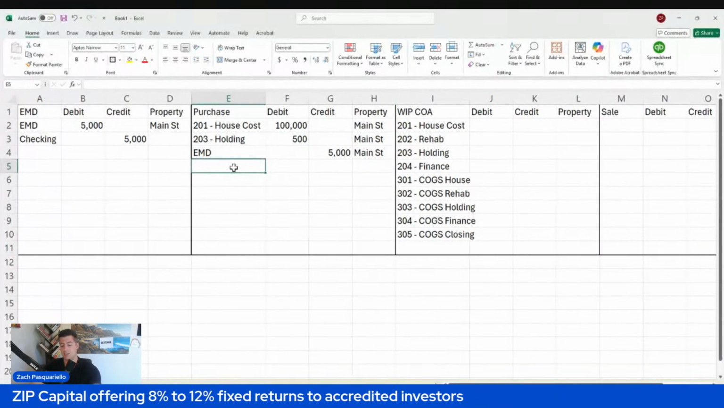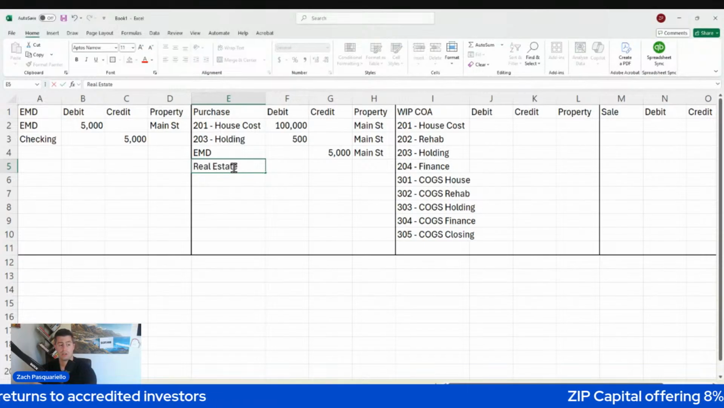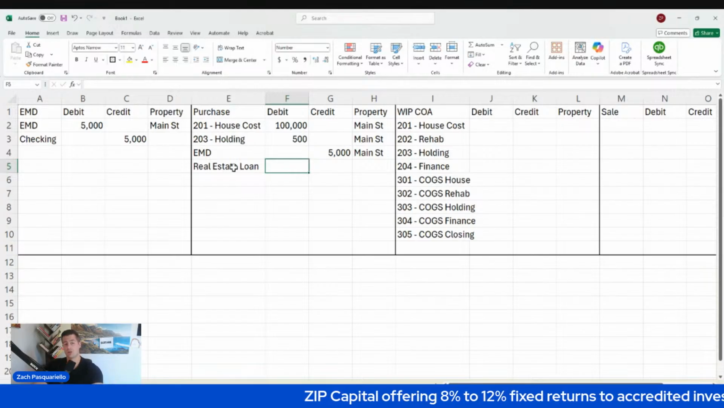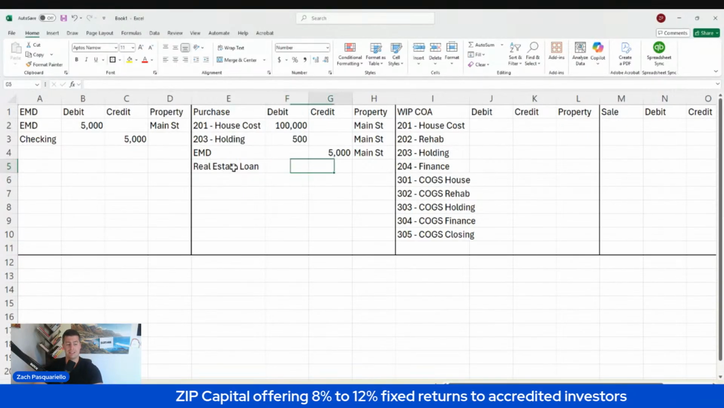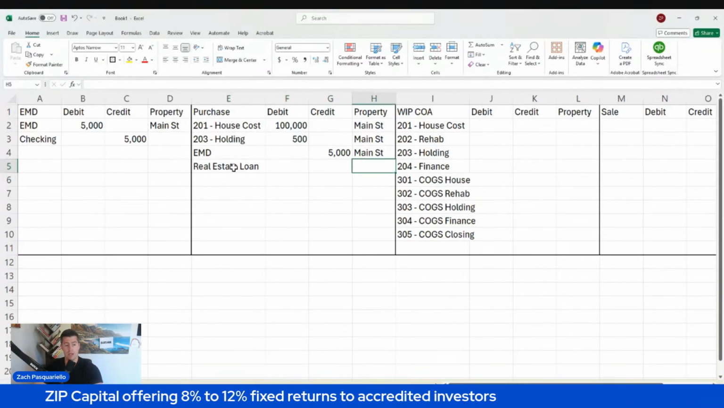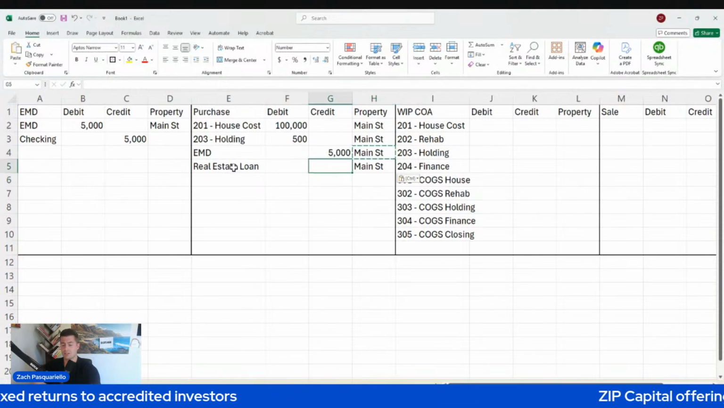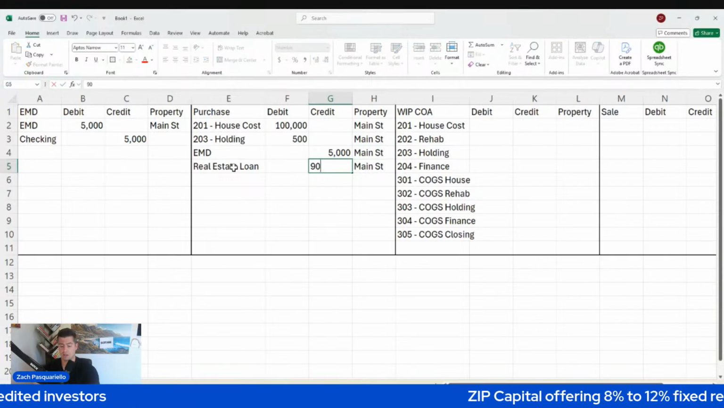Now let's just say you got a real estate loan. So I'm just going to generally call it real estate loan. And this is how I do it in my books too. So I don't have an individual chart of account for every single loan. Instead, I just have real estate loan. And then we'll just kind of class track that again as Main Street. And let's just say the real estate loan is for $90,000.